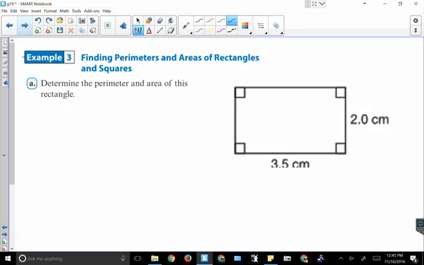So, what's the perimeter? If that's 3.5, is that 3.5? If that's 2, is that 2? So all I've got to do is add them up, right? So could I take 5.5 and multiply that by 2? Oh, could I add this and that together?